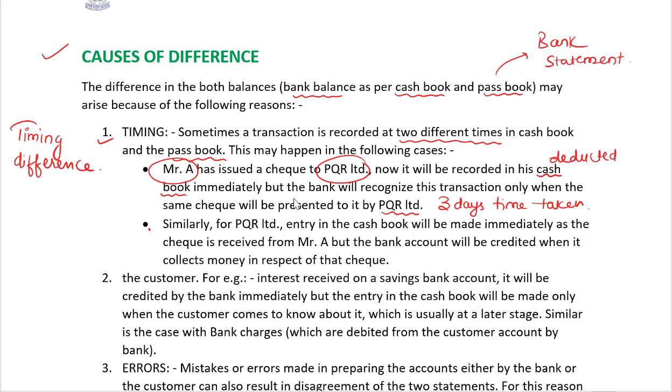Let us see over here. Similarly, for PQR Limited, the entry in the cash book will be made immediately as the check is received from Mr. A, but in the bank account it will be credited within 2-3 days. So there would be an issue, and the BRS is prepared to reconcile the cash book and the passbook. When PQR Limited prepares the bank reconciliation statement, they will understand that this delay happened because the clearing of the check takes 3 days.